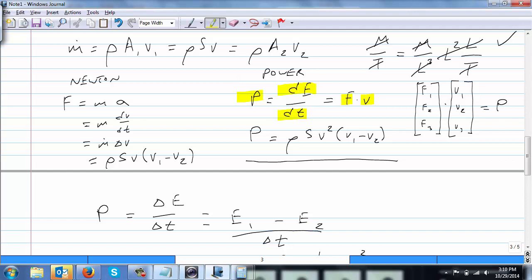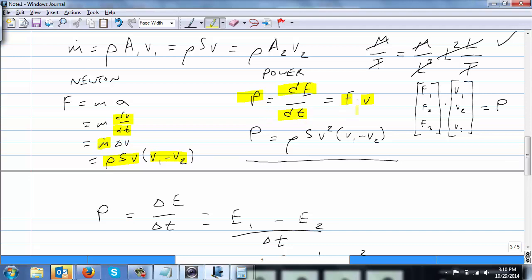Now, over here on the Newton side of things, we're not going to argue with F equals ma. Acceleration is just the change in velocity with respect to time. Here we kind of snuck that dt under there. I already showed you that, and we'd already defined what m dot was. We agreed that m dot is rho S V, and so the delta V is just the change in velocities there.